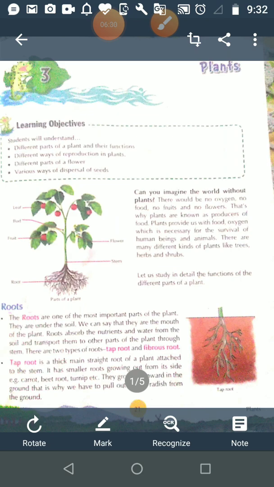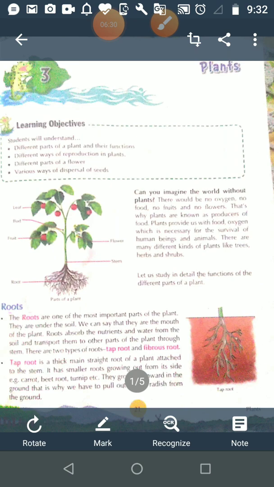Now student, see, let me first explain the root to you. So now we will do the detailed discussion, or I give you the detailed explanation of different parts of a plant. Let's start with root.